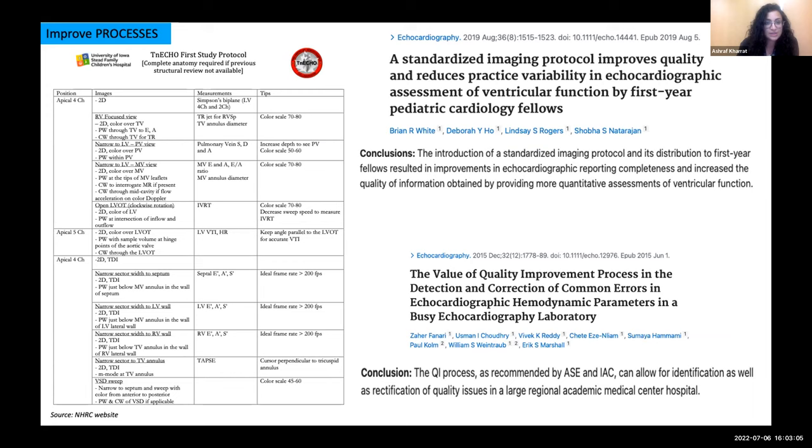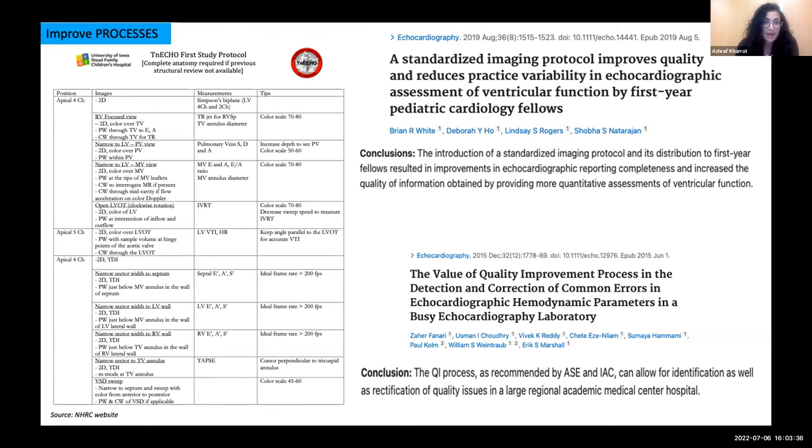So for example, what you can see there is the TN-ECHO first protocol from the University of Iowa. This is from the NHRC website. And this is an example of a way to standardize the first echo that's being done for any patient to ensure that certain specific views are always captured, certain clinical conditions are always assessed for or ruled out. And it's basically a minimum number of images that must be done in order for this echo to be considered safe and interpretable.